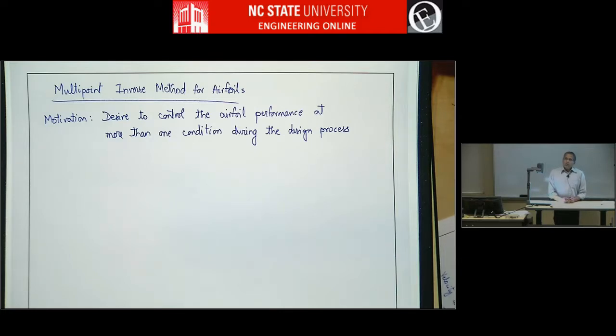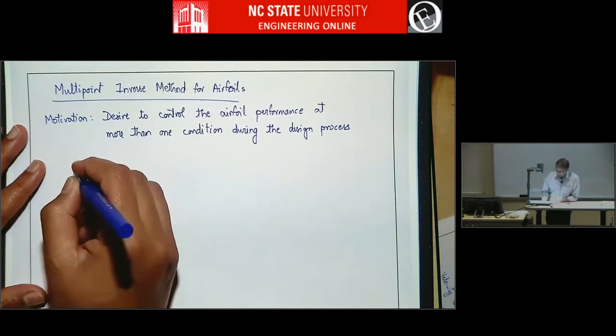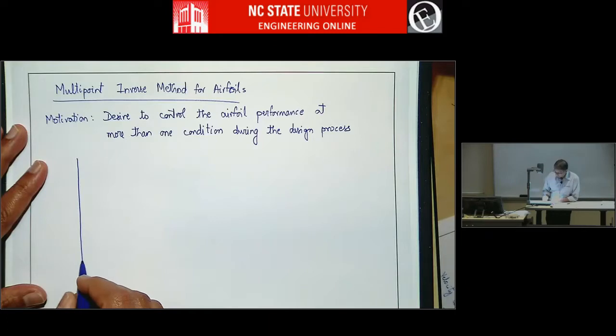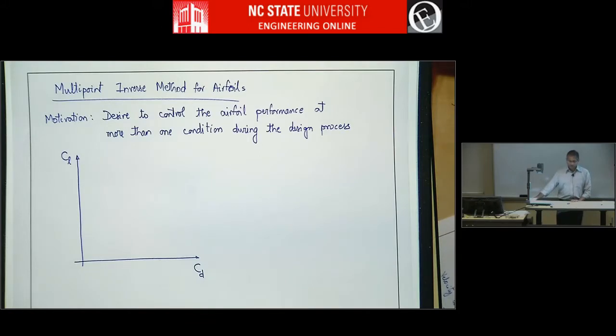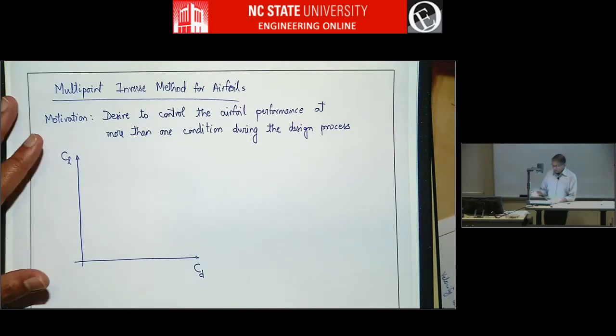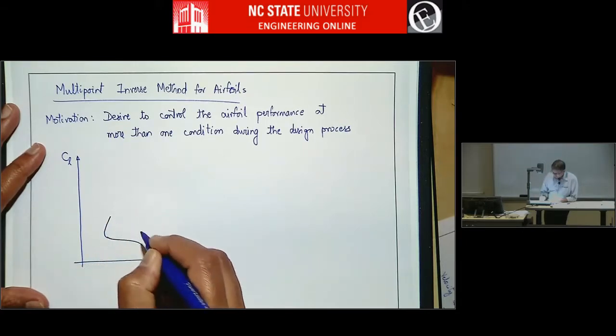And we know that airplanes don't fly at one single condition all the time. They have to climb, they have to take off, they have to cruise, they have to land, they have to go long range, long endurance, so on. So we want to be able to control the airfoil performance at several flight conditions. And when you're talking about airfoils, the operating conditions are usually dictated or thought about on the drag polar, CL versus CD. So an NLF airfoil, for example, may have a drag polar like this.